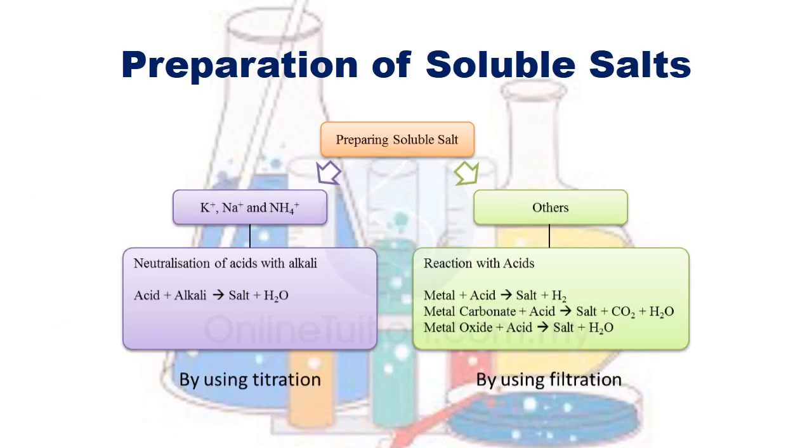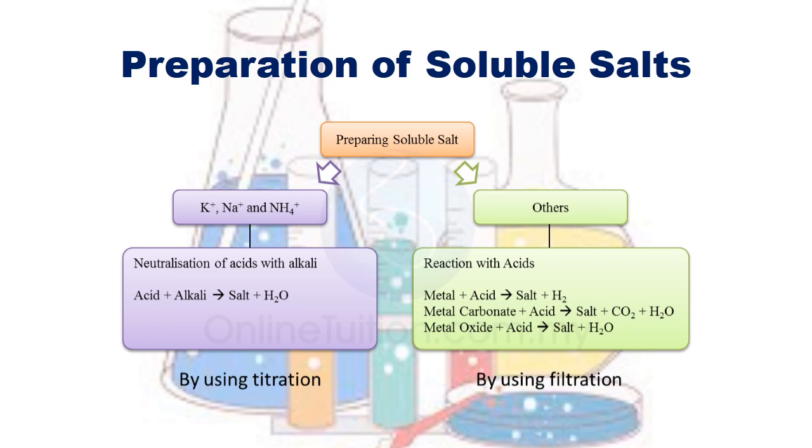Now moving along, we'll be talking about preparation of soluble salt. As you can see in the picture in front of you, it describes how to prepare soluble salt, especially from potassium ion, sodium ion, and ammonium ion. We prepare this soluble salt by neutralizing acids with alkali. So when acid reacts with alkali, it produces salt and water only.